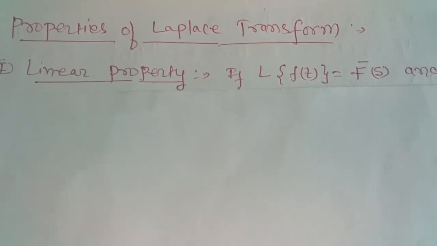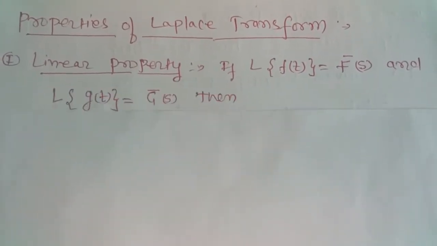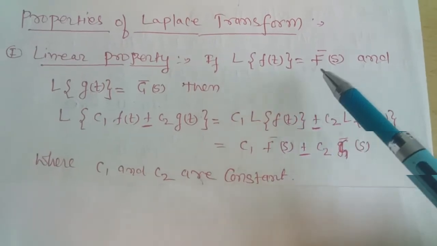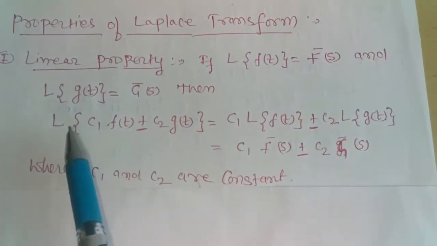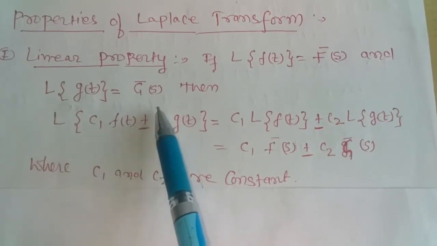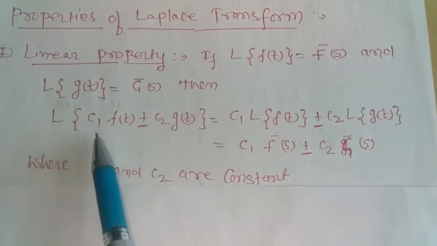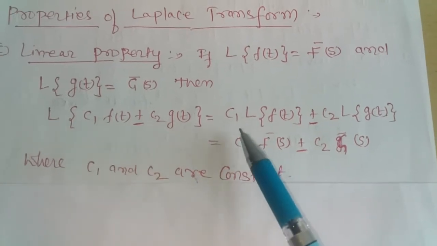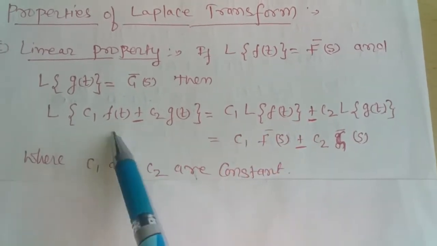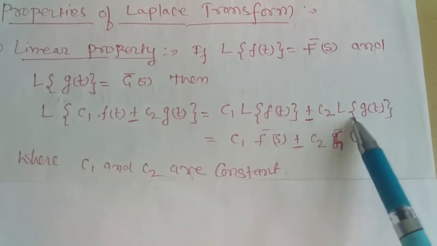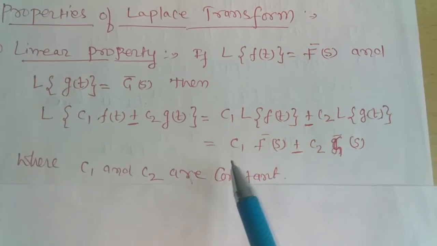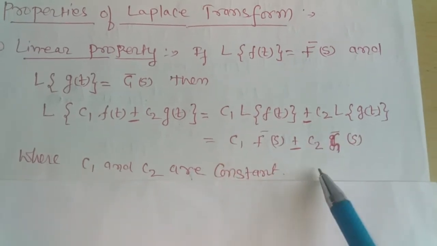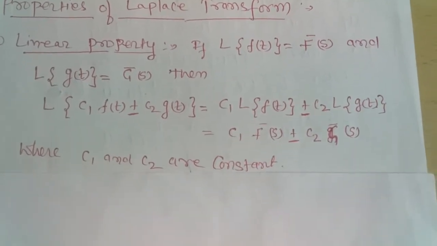So the first property is called the linear property, which states that if the Laplace transform of f(t) is F bar(s) and the Laplace transform of g(t) is G bar(s), then the Laplace transform of c1 f(t) plus or minus c2 g(t) is c1 times the Laplace transform of f(t) plus or minus c2 times the Laplace transform of g(t), which is equal to c1 F bar(s) plus or minus c2 G bar(s), where c1 and c2 are constants.